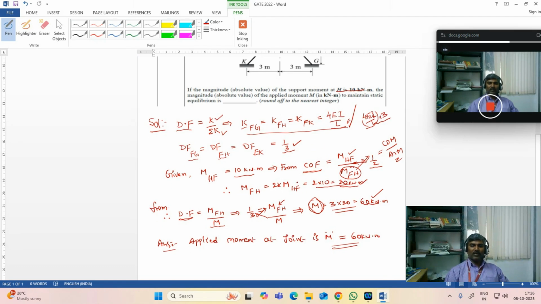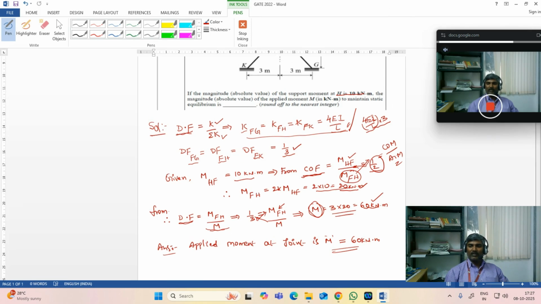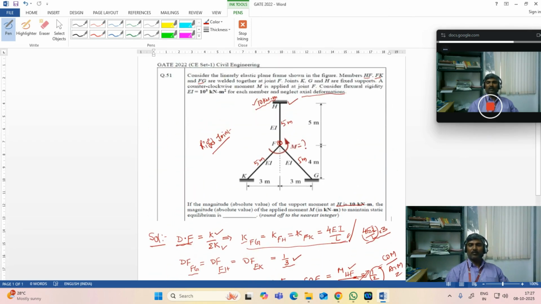You can see the concepts here are well known to you and well used, like what is the distribution factor in terms of stiffness as well as in terms of moments, what is the carryover factor for the far end fixed case, and what is the carryover moment. So all these concepts are very well learned in the moment distribution method, right?